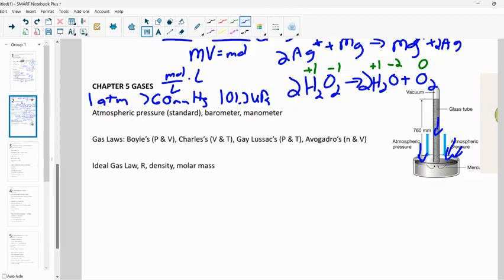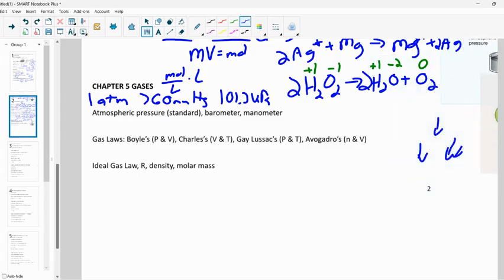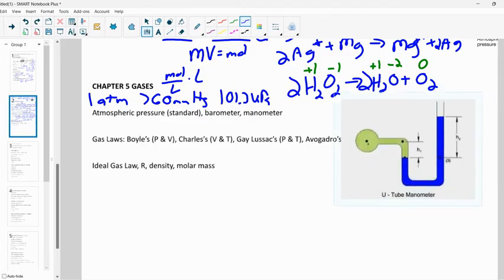If I took this up in a hot air balloon, what would happen to my height? It would decrease. Why? There's less gases as I go up in altitude. There's less gases pushing down, so pressure lowers. So I'm going to end up with a lower value there. How about a manometer? Manometer. That's what I'm saying.